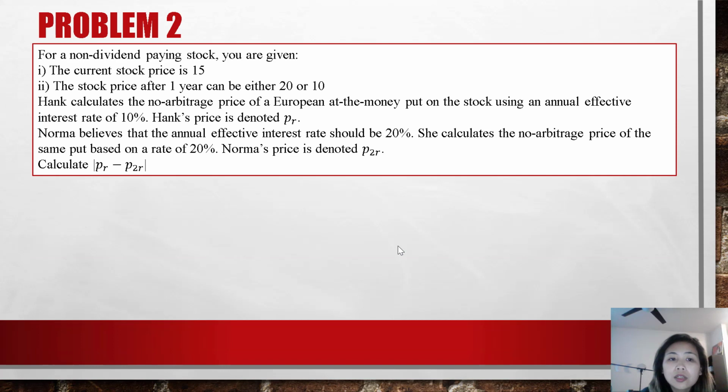Problem 2. For a non-dividend paying stock you are given, the current stock price is 15. The stock price after 1 year can be either 20 or 10. Hang calculates the no arbitrage price of a European at-the-money put on the stock using an annual effective interest rate of 10%. Hang's price is denoted by P_R. Norma believes that the annual effective interest rate should be 20%. She calculates the no arbitrage price of the same put based on the rate of 20%. Norma's price is denoted by P_2R. Calculate P_R minus P_2R.